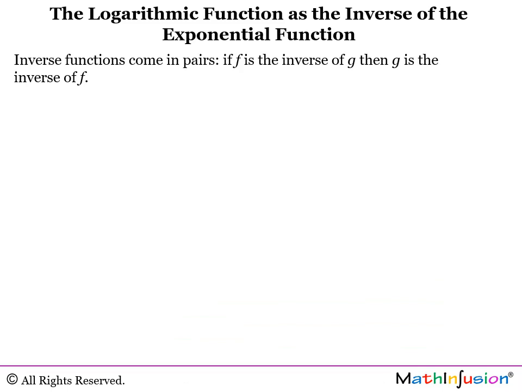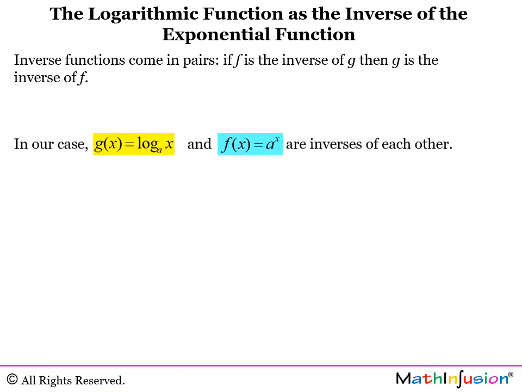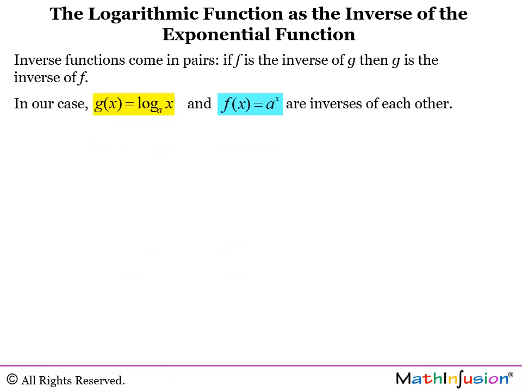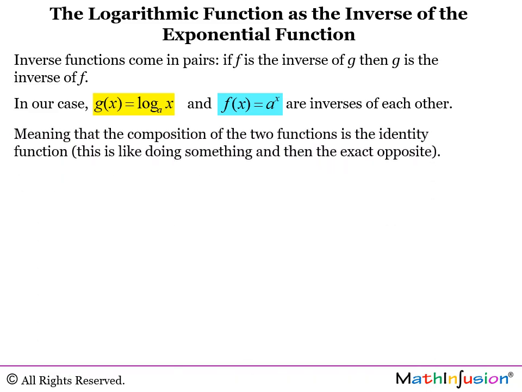Inverse functions come in pairs. If f is the inverse of g, then g is the inverse of f. In our case, we have g of x, which is log base a of x, and f(x) equals a to the power of x, being inverses of each other. The meaning is that the composition of the two functions is the identity function, because this is like doing something and then the exact opposite.